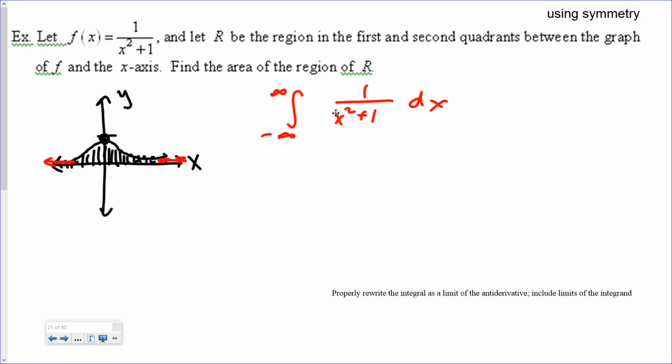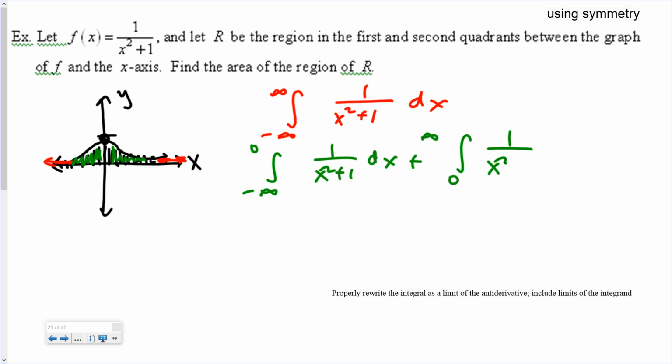You guys good with that? The problem with this problem is that it's got two problems. Does that make sense? It's got this problem child and this problem child. And you can only take one limit at a time. We've never done taking two limits at a time. It's impossible. So what you have to do is divide this into two problems. You see how to divide it? We'll just divide it into this area on the left and this area on the right. So this will be negative infinity to 0 of 1 over x squared plus 1 dx plus 0 to infinity of 1 over x squared plus 1 dx.